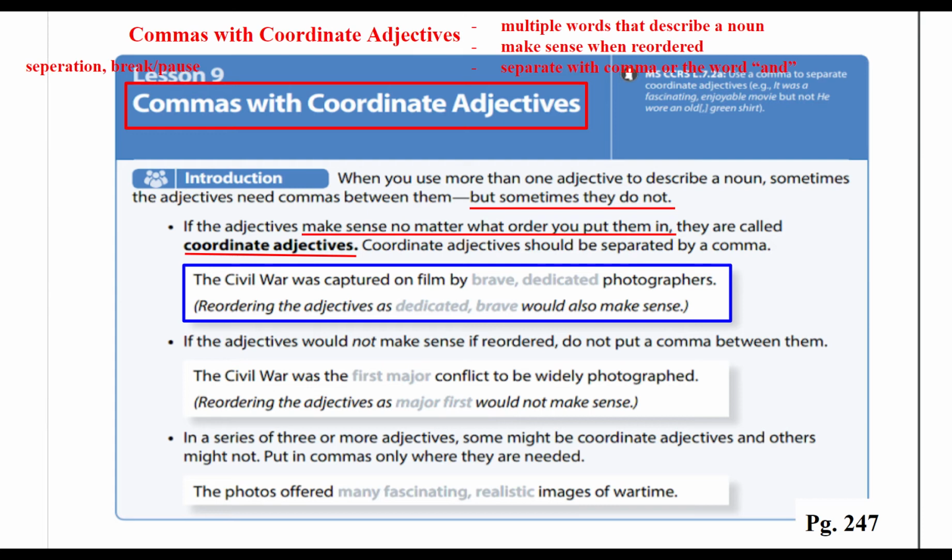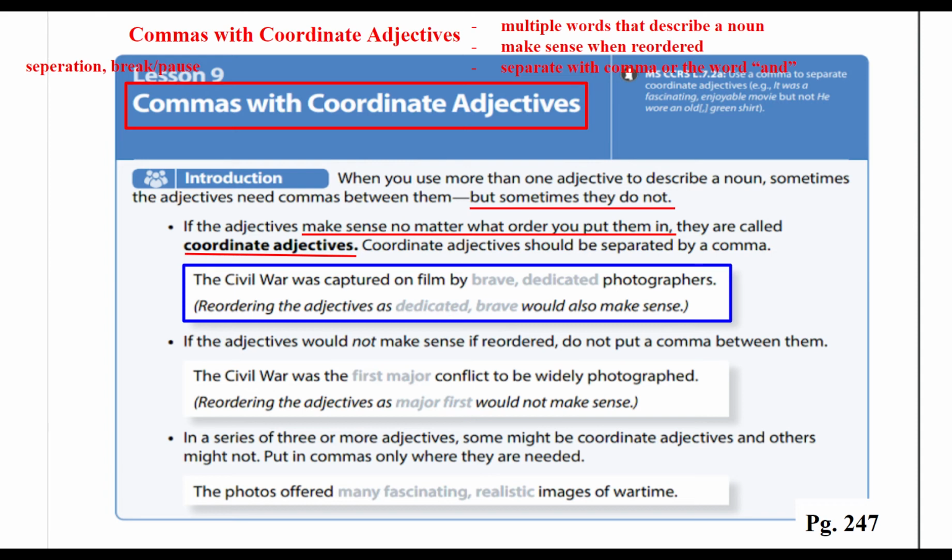Brave and dedicated, they're both adjectives. They are words that describe the noun photographers. So we know that they have to be separated by a comma because they are coordinate adjectives. And we know that you could reverse the order of those and it would still make sense. The Civil War was captured on film by dedicated, brave photographers. That still works, right? So reordering those adjectives makes sense.